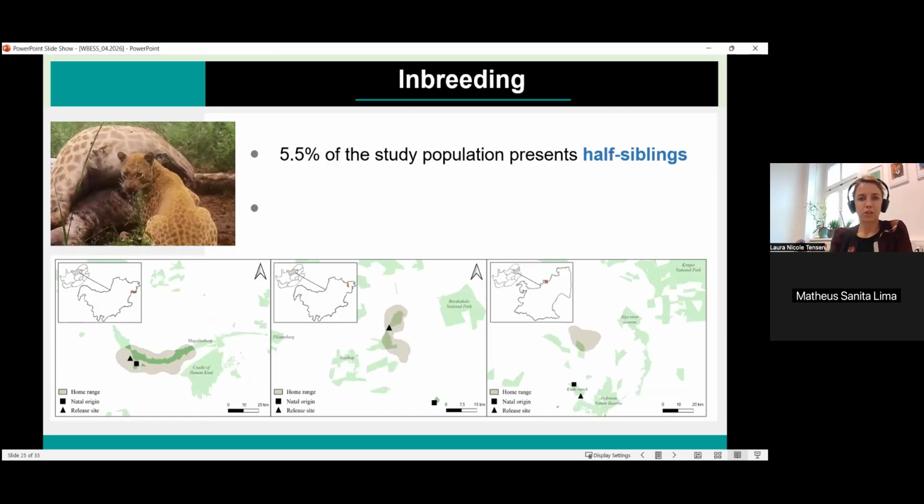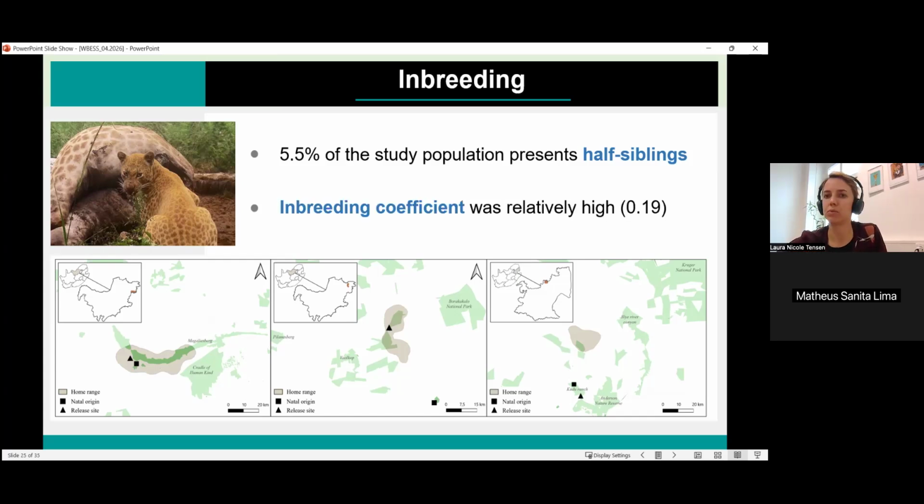We found that in our study population, 5.5% represented half siblings, and we found that the inbreeding coefficient was also relatively high.